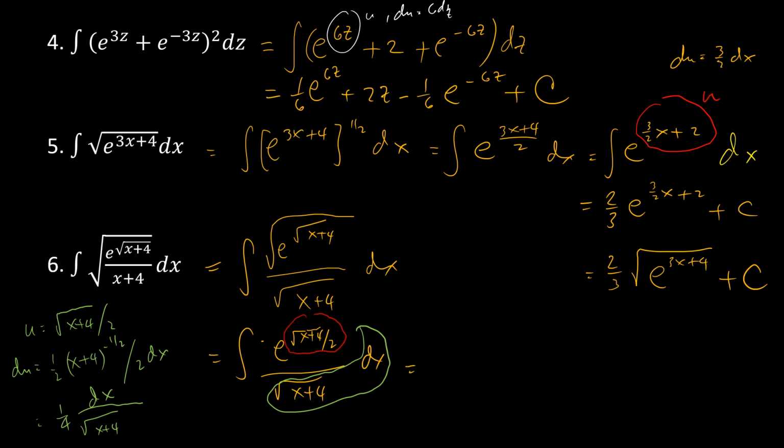So our answer here will be 4. And then e to the u du is e to the u, or e raised to square root of x plus 4 all over 2 plus c, which is of course equivalent to 4 square root of e to the square root of x plus 4 plus c.